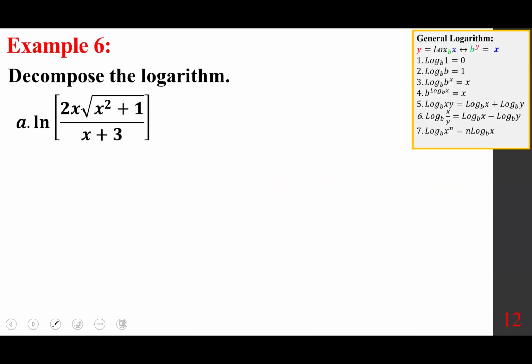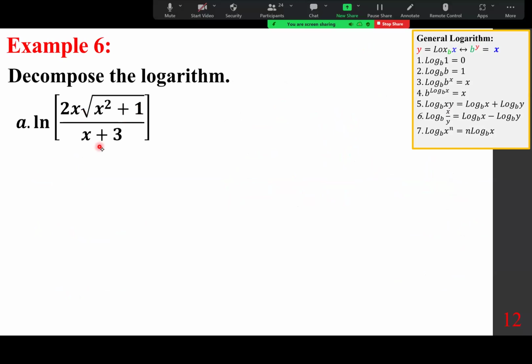Decompose the log ln of 2x times square root of x squared plus 1, over x plus 3. First, we do it in a couple of steps using number 5. We are going to write ln of the top. My apologies, number 6, the quotient rule. Ln of the top, which means ln of 2x times square root of x squared plus 1, minus ln of the bottom, which is ln of x plus 3. That's the first thing. Then we are going to separate things. Let's see if we can do it in one shot. First and foremost, this changes: x squared plus 1 to the power of 1/2.